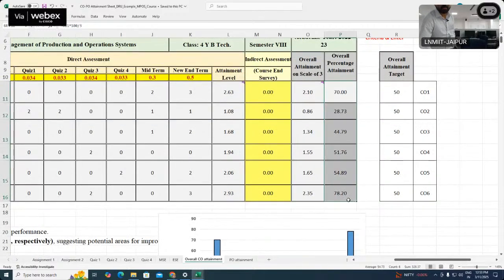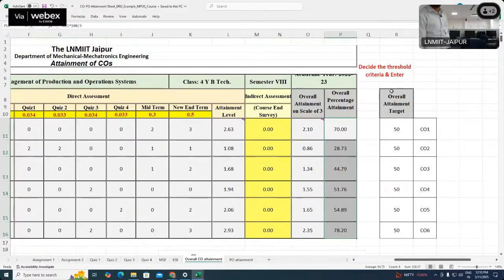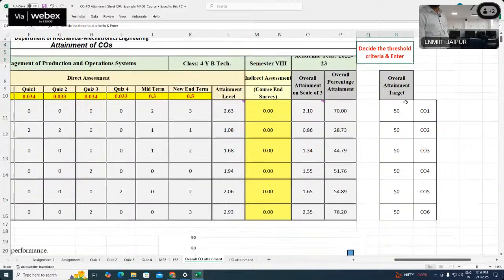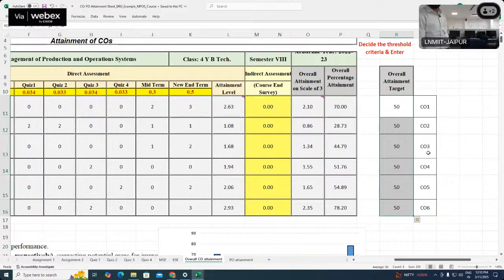Okay, so we have received percentage attainment using this sheet, and then we will decide the threshold criteria or attainment criteria and put these values. Let us say, depending upon the complexity of your particular course, you will say that for CO1 my attainment criteria is 50. Similarly for CO2 it could be anything else, but typically we try to put the same. So let us say we have put the same attainment criteria for all of the COs.